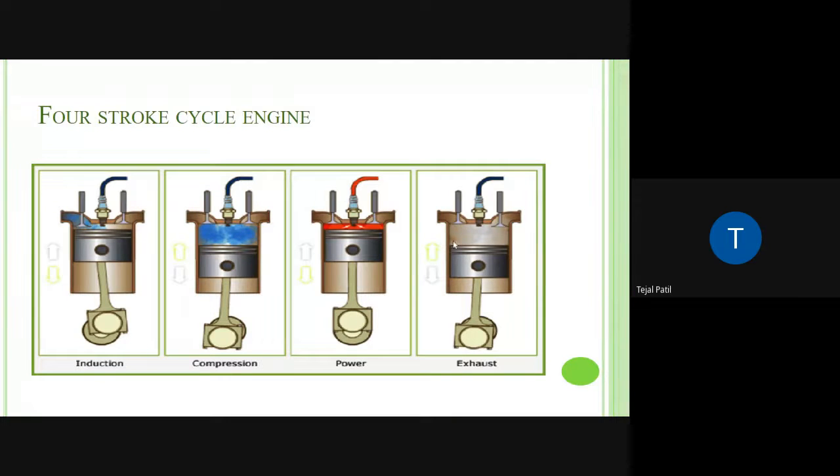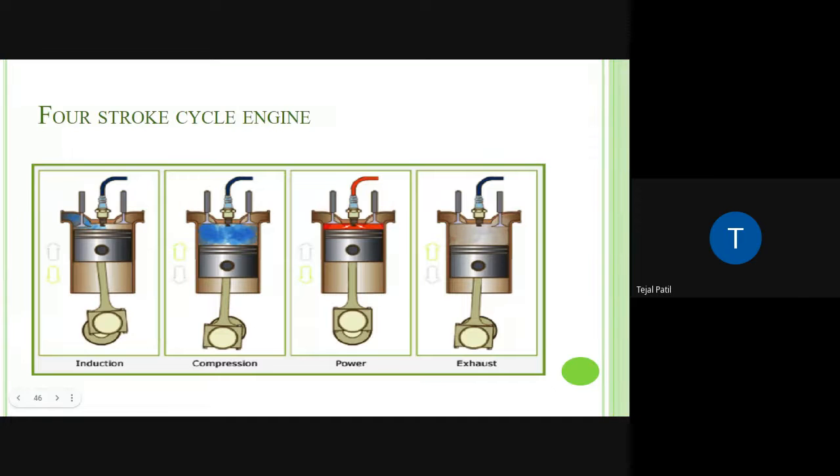Again, the burnt gases have to be thrown outside, so there will be an exhaust process. That means the piston will move upward and the burnt gases will be thrown out through this manifold. Again the piston will move downward, the volume will increase, the pressure will decrease, and fresh charge, meaning fresh air in the case of the diesel engine, will be taken inside.